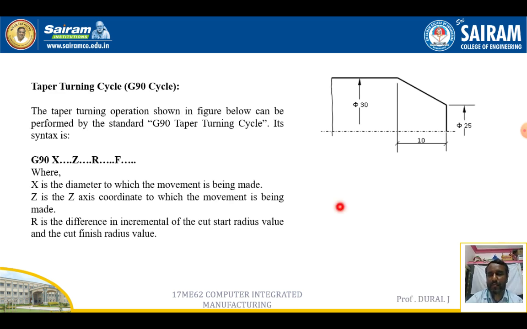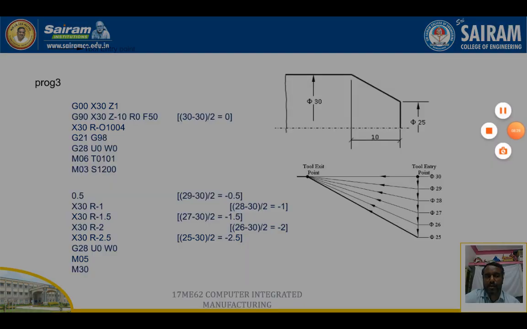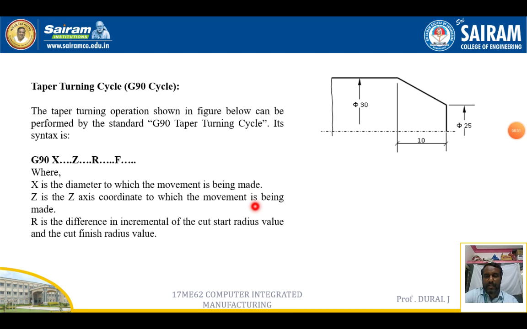The taper turning cycle is the same, but in the taper turning cycle we use X, Z, R and F. R here is not the radius, it is the difference between the maximum diameter and minimum diameter, (D1 minus D2) divided by 2. That is the meaning of R here. So it is also simple and similar. This taper turning cycle we will see in the next video.